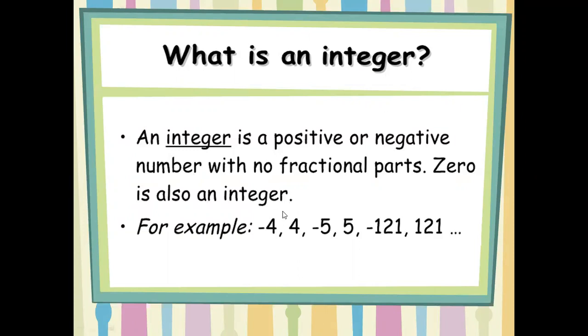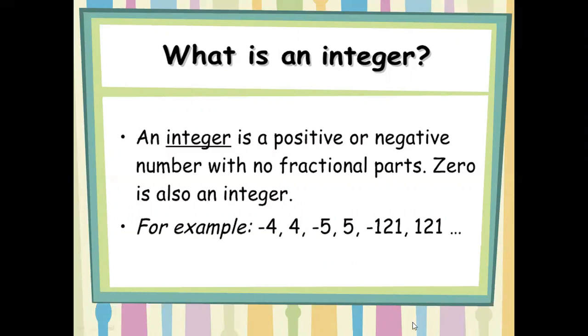You can see some more examples here. We have a -5 and 5. So how do we know this is 5? Always remember that in front of a positive number, we never put the plus sign. If there is no sign in front of an integer, that means it is a positive number.